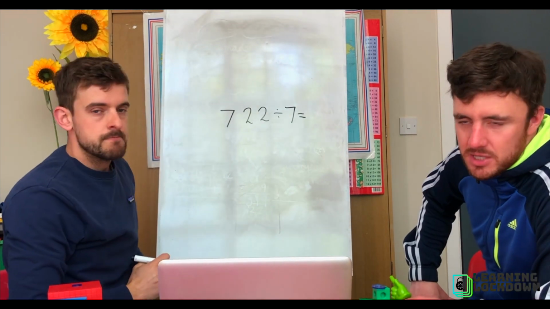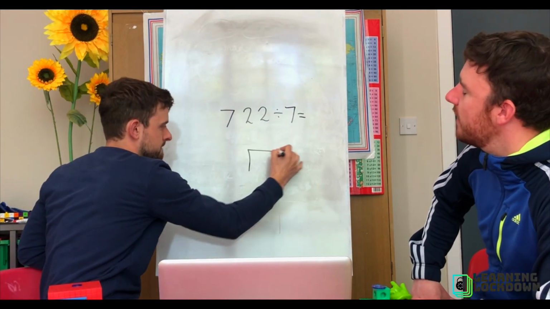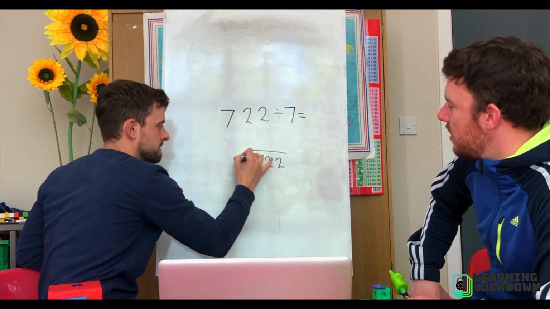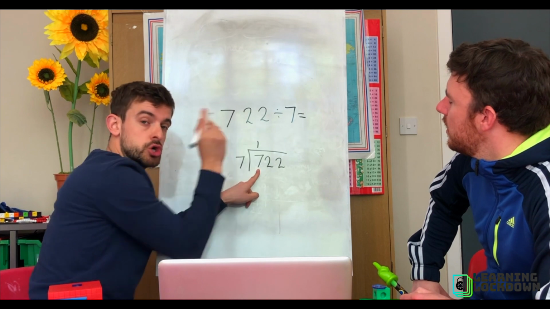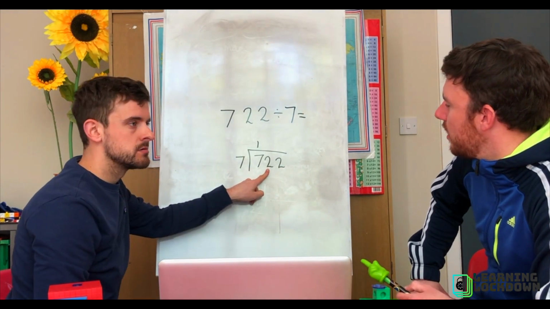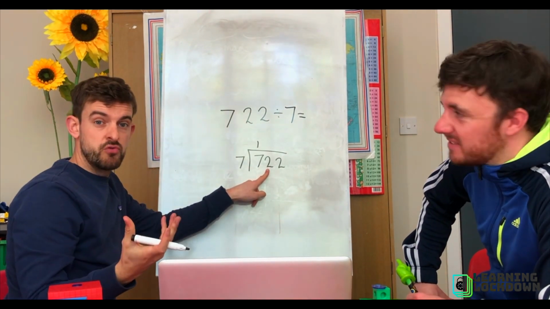Now let's try one more for this level. Right, let's dive into this one. 722 divided by 7. Let's go. So, how many 7s are in 7? 1. And it goes in the hundreds column. 7 to 2. Oh, we can't get any there. There's no groups of 7 in 2.